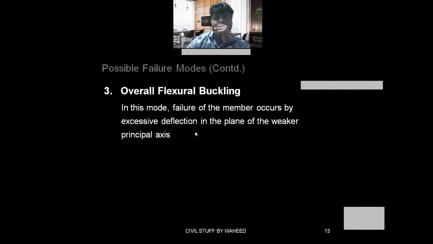Okay. Next, overall flexural buckling. Now, overall means what? In the previous cases, either a flange portion or web portion may fail, but in this mode, failure of the complete member may occur due to excessive deflection in the plane of the weaker principal plane. Means you will be having a major principal axis and a minor principal axis. In that, the weaker principal axis will get more deflected, thus resulting in the overall flexural failure.